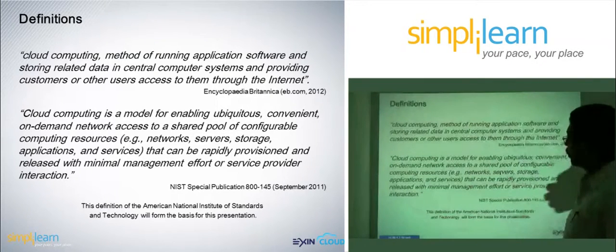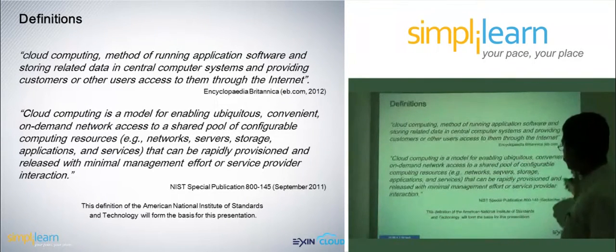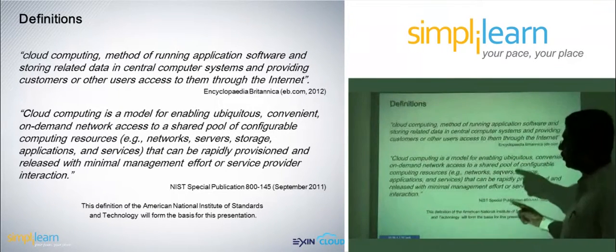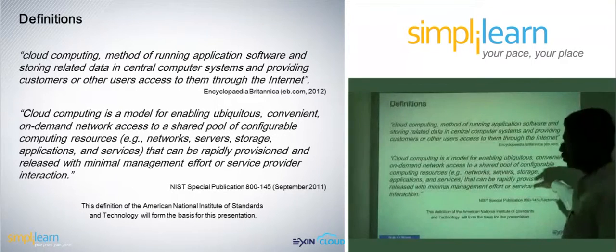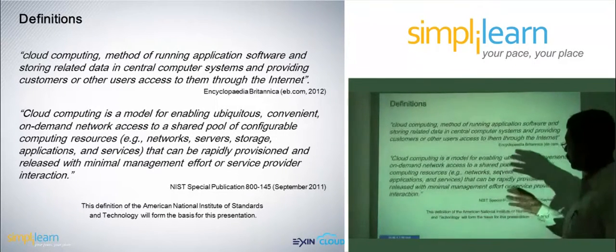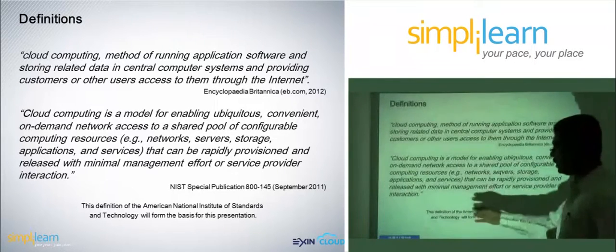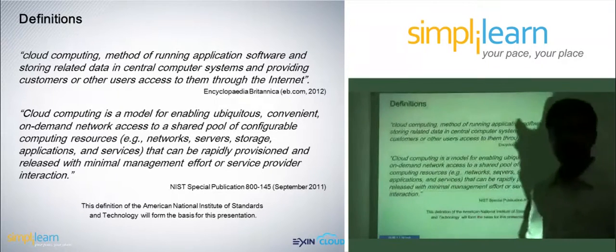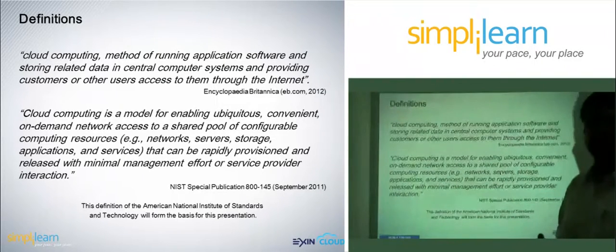So again, I read it again. Cloud computing is a model for enabling ubiquitous, convenient, on-demand network access to a shared pool of configurable computing resources. Those resources can be any, just a few examples like networks, servers, and applications, that can be rapidly provisioned and released with minimal management effort or service provider interaction. So this is a big benefit, and this is a great example and definition of cloud computing from the NIST.